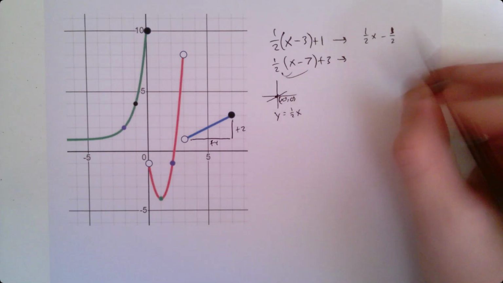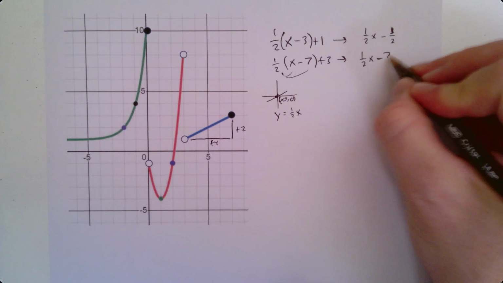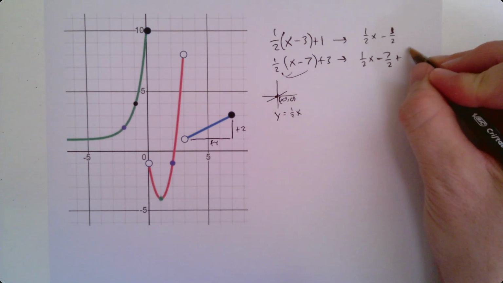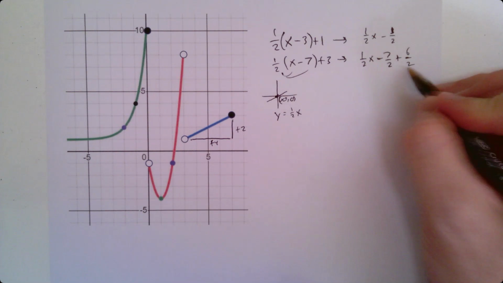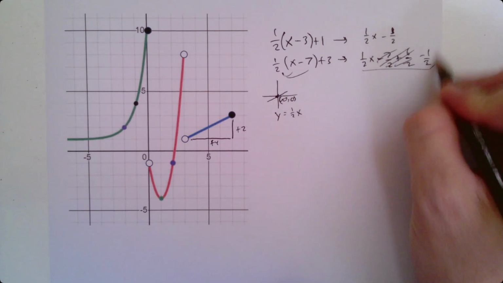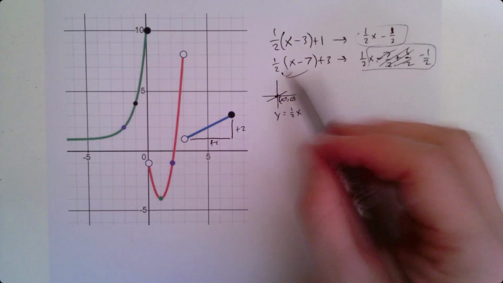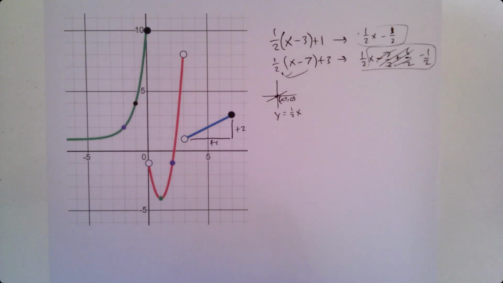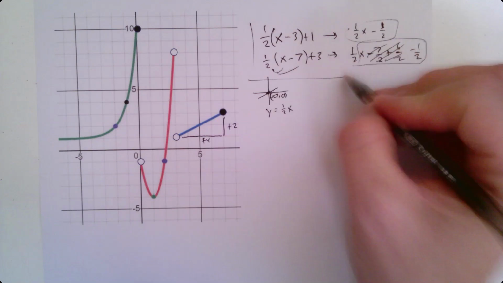Okay, let's do this one. I'll have 1/2 x subtract 7/2 plus 3. 3 is the same thing as 6/2. So if I have negative 7/2 plus 6/2, that's the same thing as negative 1/2. So you can see that when I multiply them out, I end up getting the exact same equation. So either of those equations are fine. They're algebraically equivalent. They both describe the same curve. Okay, so that's for lines.